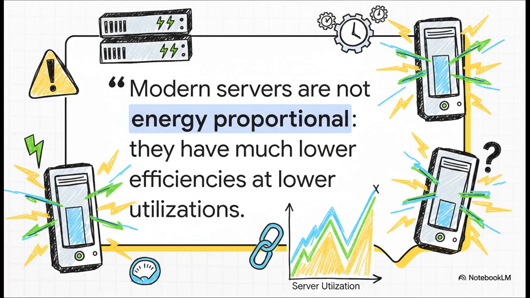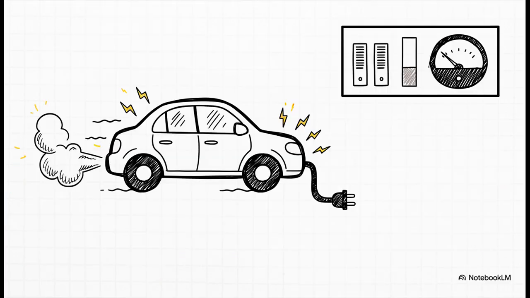But they don't. A server that's doing almost nothing still draws a ton of power. In fact, if you look inside a big data center, most of the servers are just sitting around, running at maybe 5 to 20% of their capacity, waiting for a sudden traffic spike. But here's the crazy part. They're burning power like they're running at 50 or 60%. It is literally like leaving your car's engine revving in the driveway all day, just in case you need to go somewhere.